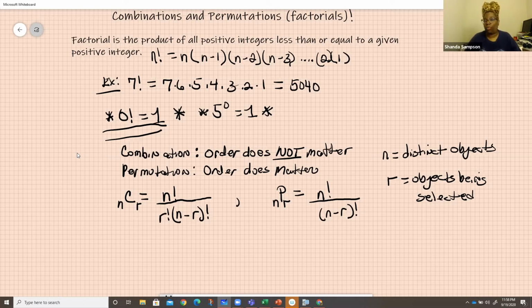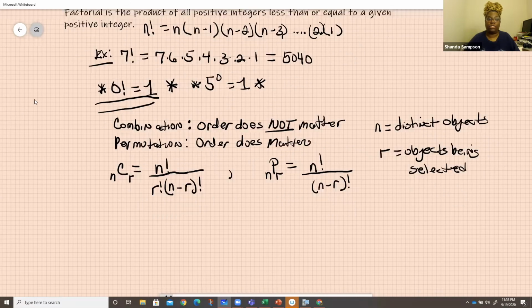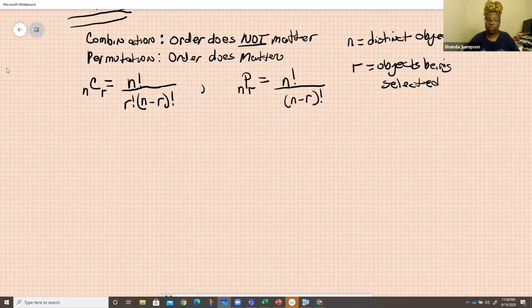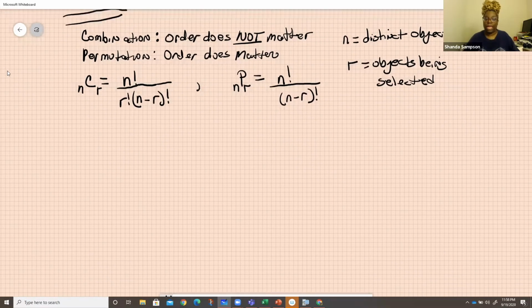Then you decide whether the order matters or the order doesn't matter. Then you can decide if it's a permutation or a combination. This first example I'm going to show you how to do using the formula. So you've seen the formula. And then after that, I'll show you how to do it in your calculator.